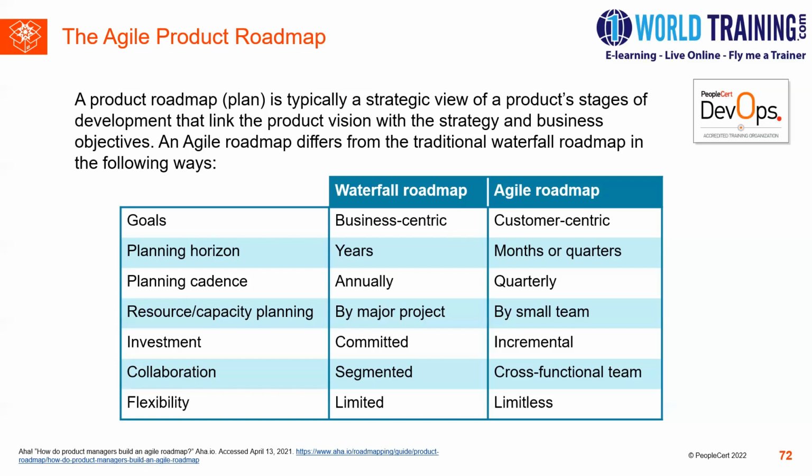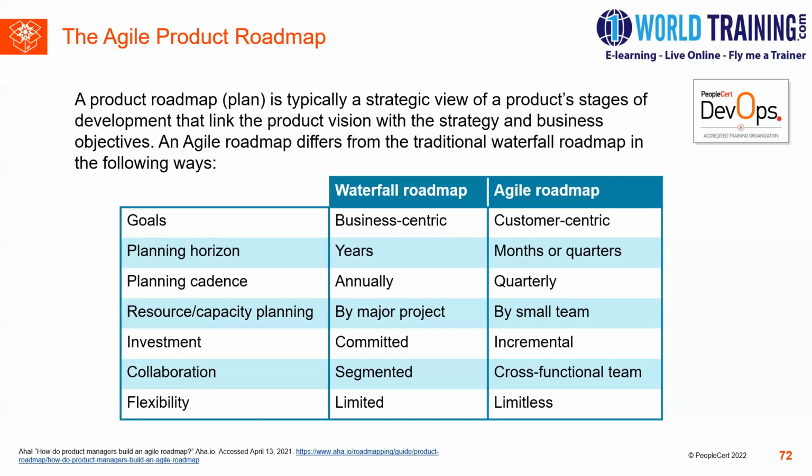In the waterfall model, from the perspective of collaboration, it is more segmented, more of a siloed approach. But in the Agile roadmap, the teams are cross-functional. They are there to collaborate. They will work out all the odds to solve those problems or issues, or work on those user stories. So it's a cross-functional team and approach.